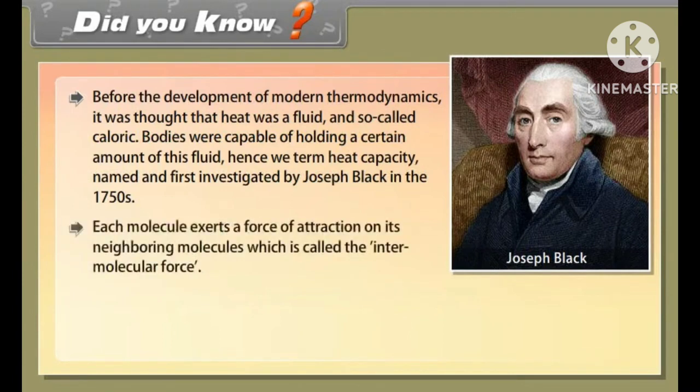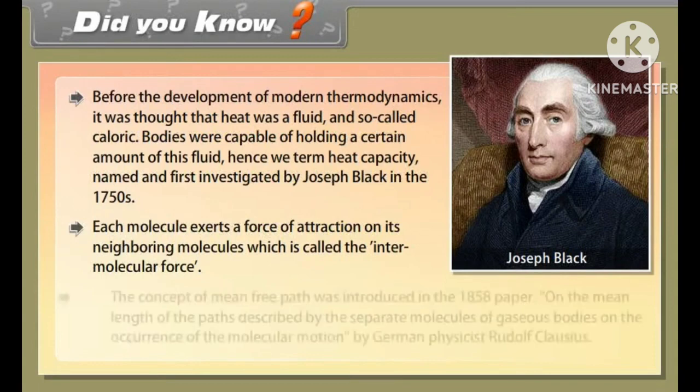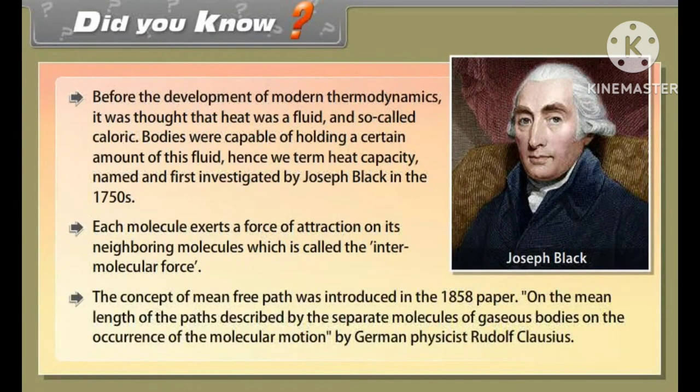Each molecule exerts a force of attraction on its neighboring molecule, which is called the intermolecular force. The concept of mean free path was introduced in an 1858 paper on the mean length of the paths described by the separate molecules of gaseous bodies on the occurrence of the molecular motion, by German physicist Rudolf Clausius.